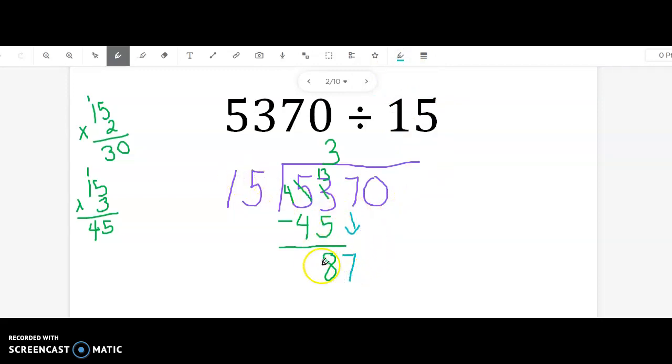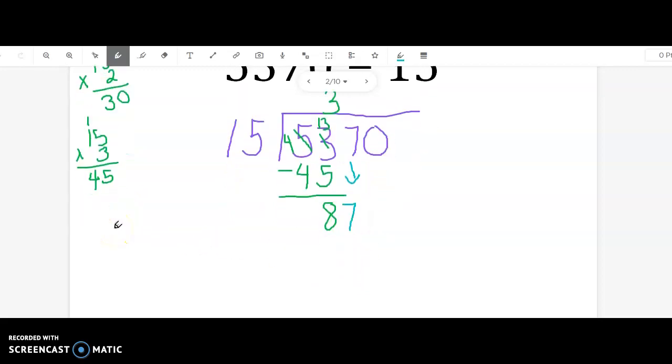Okay, now 15 into 87. Well, 3 times 15 was 45. Let's try, I'm going to double that. 15 times 6. Let's see what we get. 5 times 6 is 30. 1 times 6 is 6 plus my 3 is 90. Oh, that's too much. So I need to back it down 1.